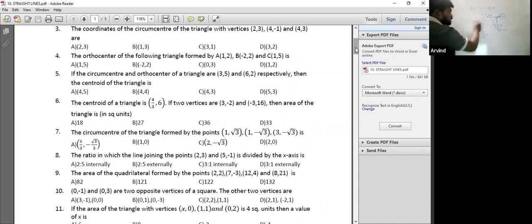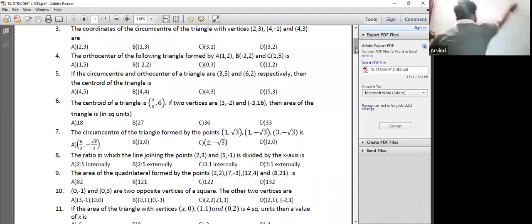So when they ask for circumcenter or ortho center, the general method is a bit long. Usually that won't be asked.